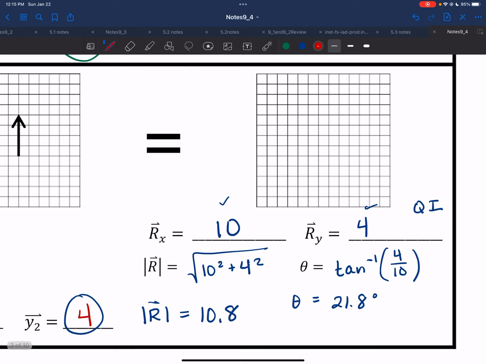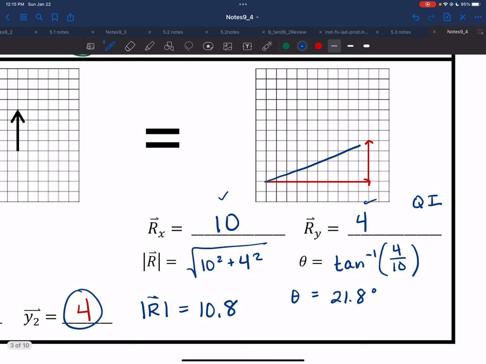Now let's see what that looks like when we graph it. So if I have 1, 2, 3, 4, 5, 6, 7, 8, 9, 10, and 1, 2, 3, 4, I do get a resultant right here, and this is going to be an angle of 21.8. So that makes sense. Okay, you always want to draw it to make sure what you are calculating is in the ballpark of what you should have.